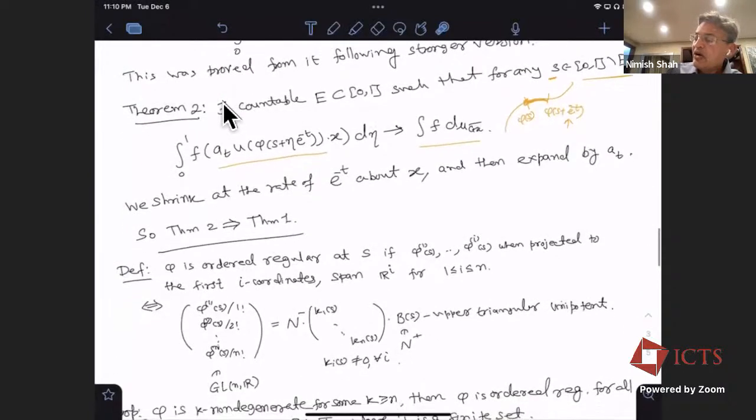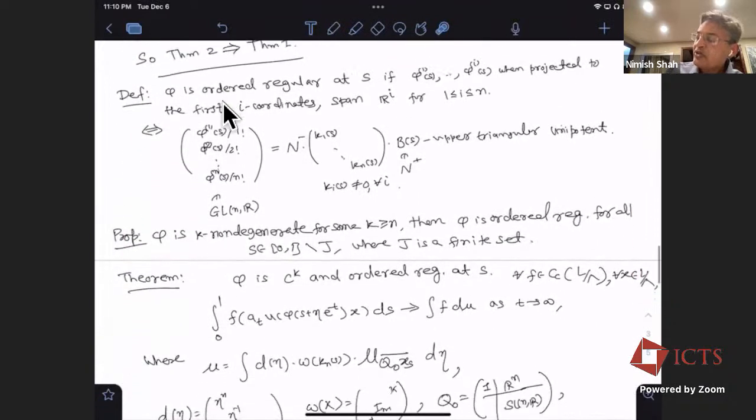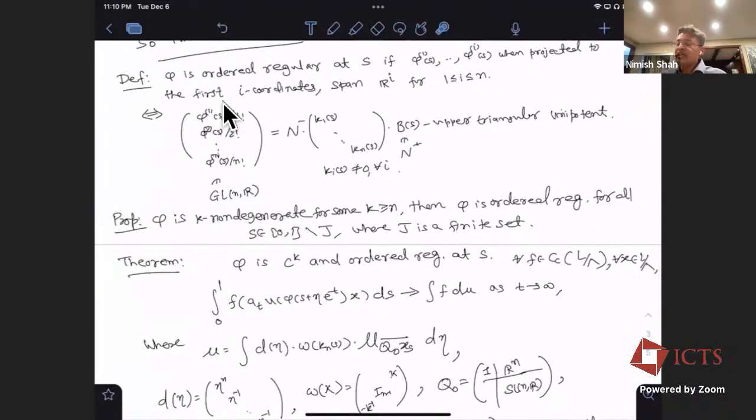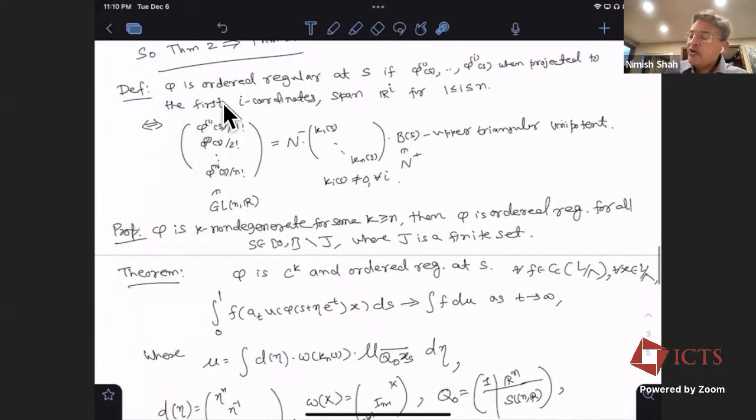Okay. Now, how do I get this countable set E is a very tricky thing. So in fact, we need something else. What we do is the following: we make another definition. We say that phi is order regular at S if, for any I between 1 and n, you look at the projection on the first I coordinates. Okay, so these phi 1s, phi 2s are all vectors in Rn.